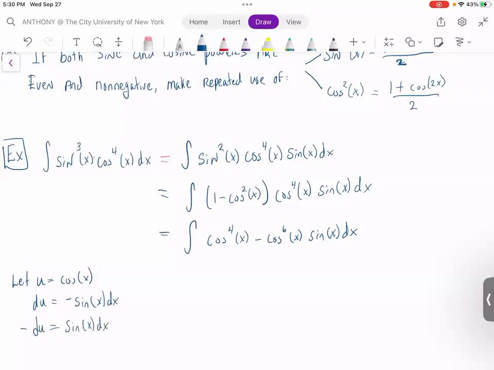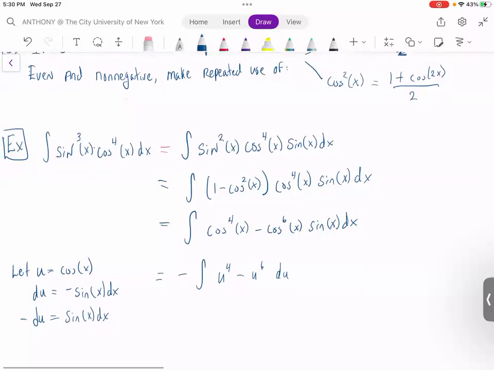And now you can rewrite your integral where we left off in terms of u. This is now going to become negative on the outside of the integral of u to the fourth minus u to the sixth du. Can you integrate this? You just got to use the power rule. So you have negative of u to the fourth, well, that's u to the fifth over 5, and then negative u to the seventh over 7 plus c.